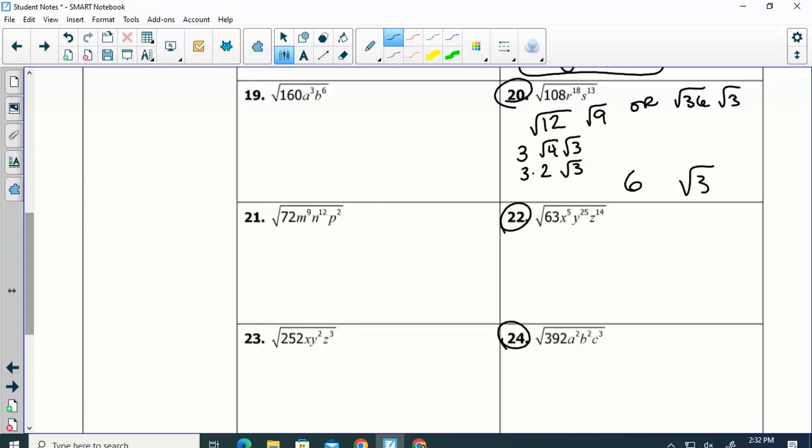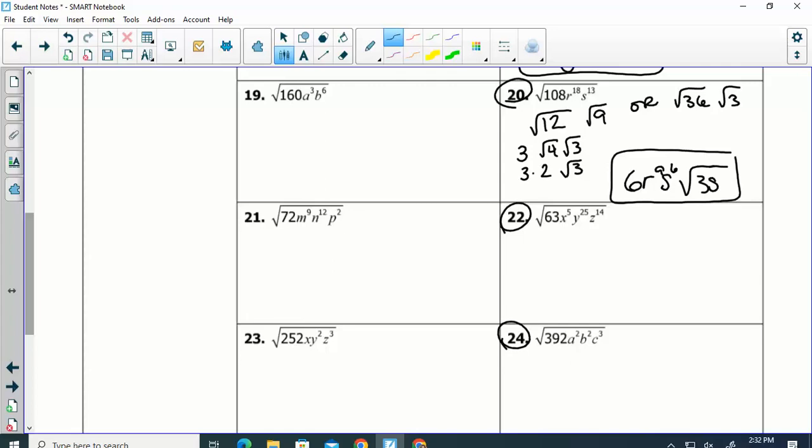If we have 18 R's, how many groups of 2? 9. If we have 13 S's, how many groups of 2? 6. And how many left over? 1. Alright, so we have 6 R to the 9th, S to the 6th, and the square root of 3S.